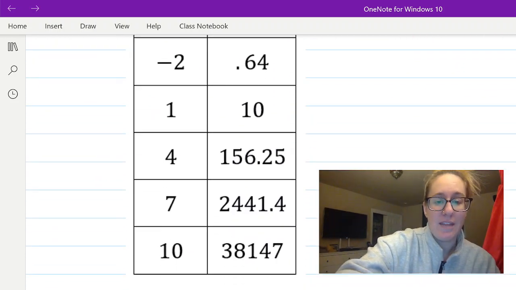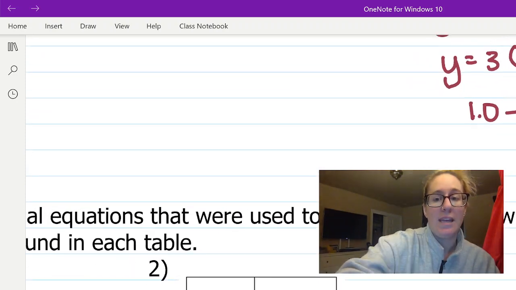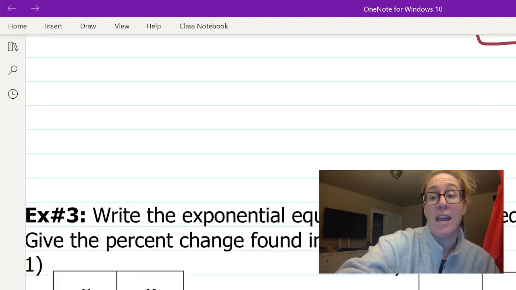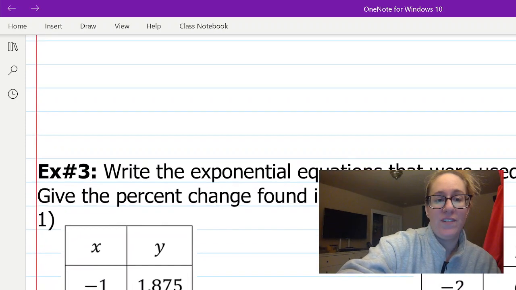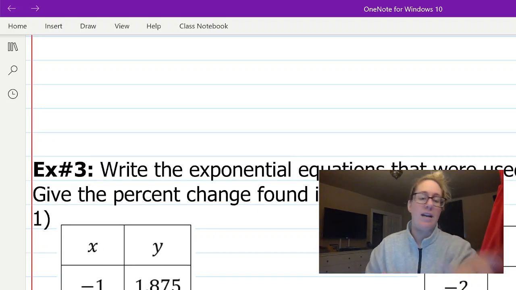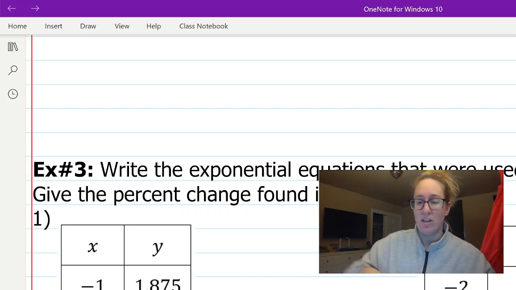All right, and I think this is our last section. So, making an equation given a table. You guys did stuff similar to this. This is essentially looking at a sequence, where you're trying to find that common ratio each time.